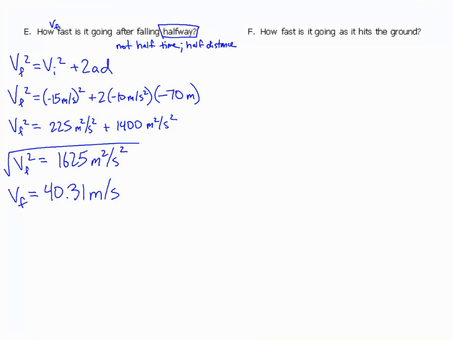How fast is it going as it hits the ground? How fast? That's final velocity. As it hits the ground, that information tells us that it fell the entire 140 meters from the top of the building. Distance equals 140 meters for the building, -140 meters as it fell. Formula to relate velocity and distance, same one that we just used. Final velocity squared equals initial velocity squared plus twice the acceleration times the distance.